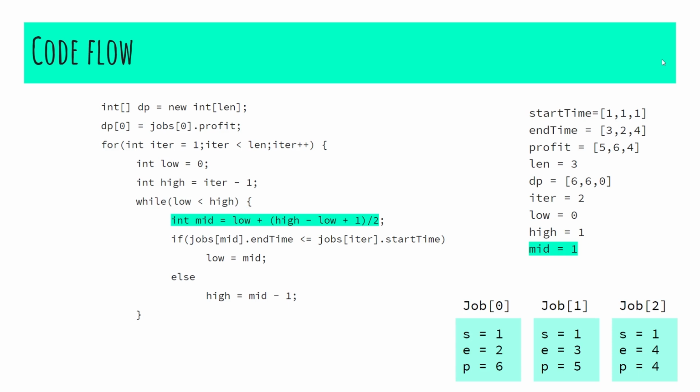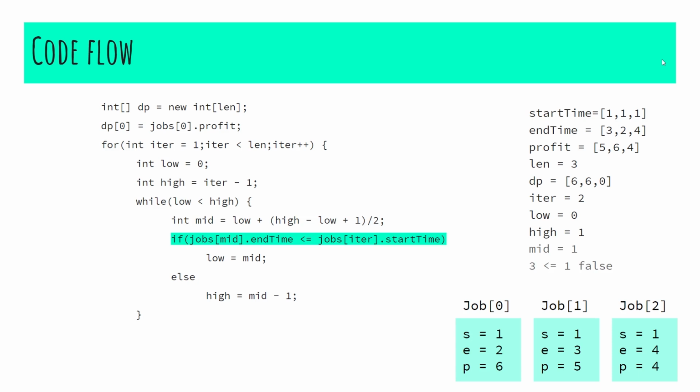Here we are going to create another variable called mid. And this is how I'm going to compute the value of my mid, that is by adding low with (high minus low plus 1) divided by 2. Here our high value is 1, and 1 minus 0 plus 1, I would get 2, divided by 2 is again 1. Therefore 0 plus 1 is 1, and my mid value is 1.